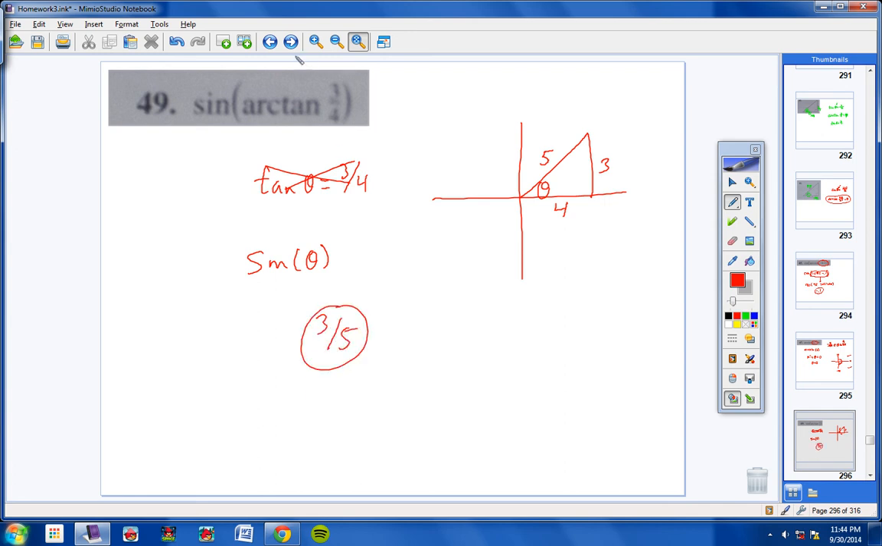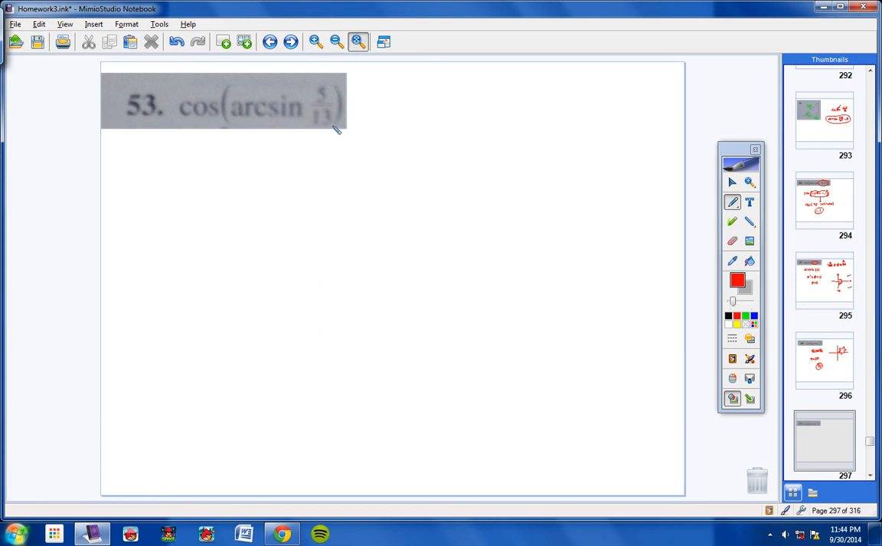All right, moving on to 53. Okay, on the inside here we have arc sine of 5/13. So that would be the sine of theta equals 5/13, and we know sine is restricted to here and here. We want an angle that gives us out a positive 5/13, so we'll be in the first quadrant here.